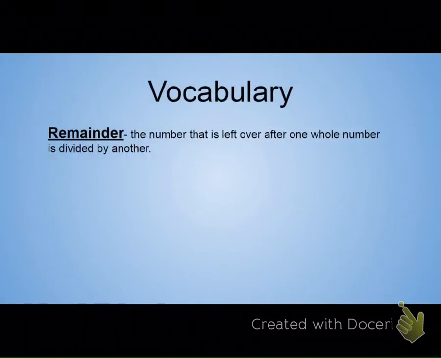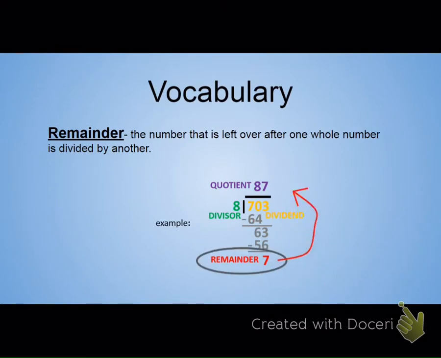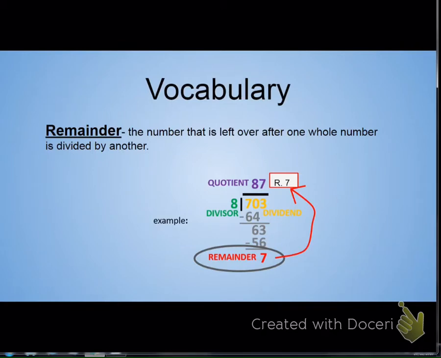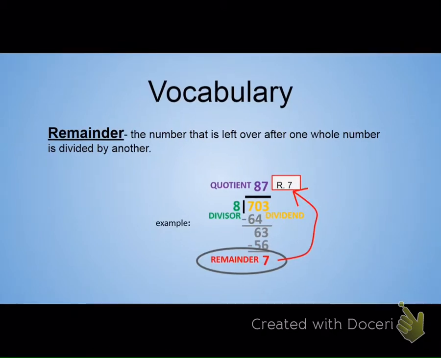Let's first take out our notebooks. Let's write down our vocabulary term, which is remainder. Please make sure you have the heading of 3.12. And let's write down our definition of remainder: the number that is left over after one whole number is divided by another. So I have given you there an example of a division problem. The divisor, the dividend, the quotient, and yes, the vocabulary word for today, the remainder. That is the part that is left over, the part that cannot make another group.